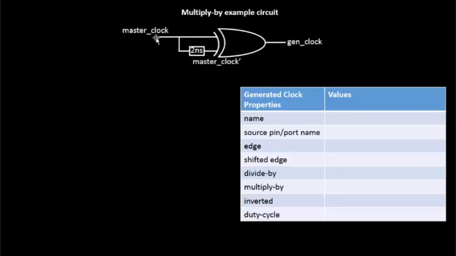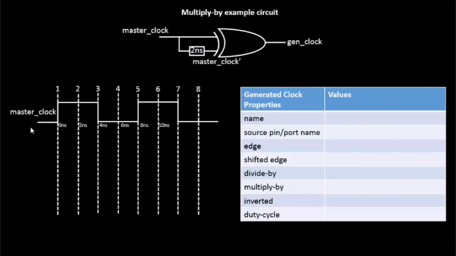The XOR gate: one of its inputs is the master clock, and the second input is the master clock delayed by 2 nanoseconds. The combination of these will create a generated clock out of it. So let's first try to build the waveform.